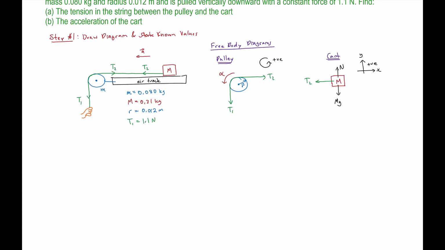And now we want to find out T2. Just by looking at these free body diagrams, it seems like I'm going to be able to come up with one Newton's second law equation for the pulley and another Newton's second law equation for the cart. One's going to be rotational and the other one's going to be linear. So this is probably rotational Newton's second law, and this is probably linear Newton's second law. So I should be able to come up with the two equations and then solve for T2.